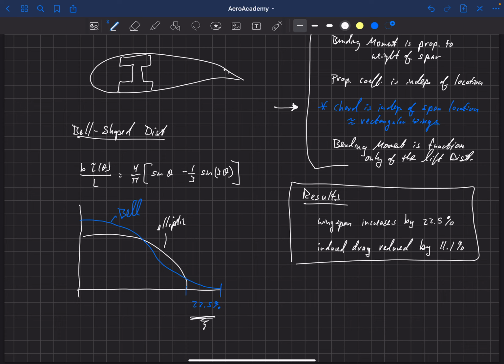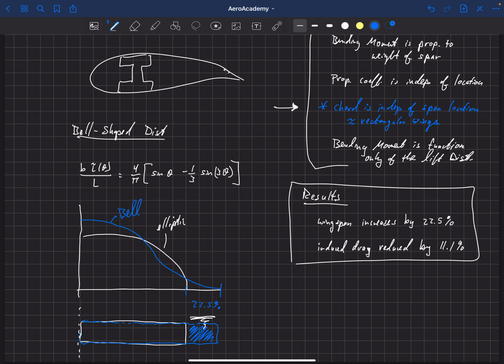So this original elliptic wing might look something like this, and then he kept the chord the same, because of the proportionality constant between the bending moment and the weight of the spar, which means the chord had to stay the same, but increase the span by 22.5%. So this is our new wing here, and this, of course, is the center line of the wing. We have this additional area that shows up. So our area has increased by 22%.